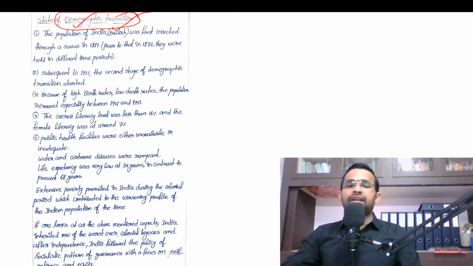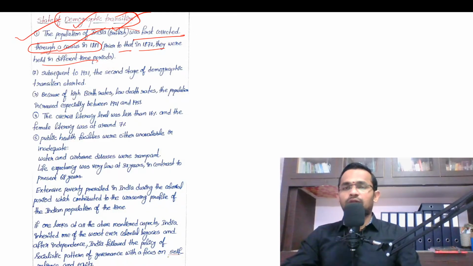So the population of India was first collected through a census in 1881. Prior to that, in 1872, there were censuses held at different time periods. What I mean to say is, from 1881 onwards, the census of India was collected every 10 years. Prior to 1881, there were census collections, but they were irregular. From 1881 onwards, there is a regular record of population census every 10 years.